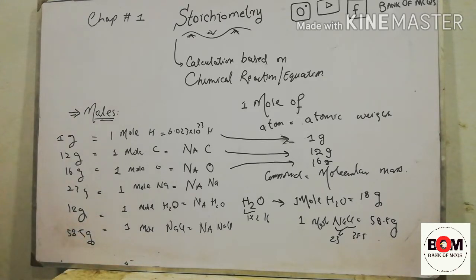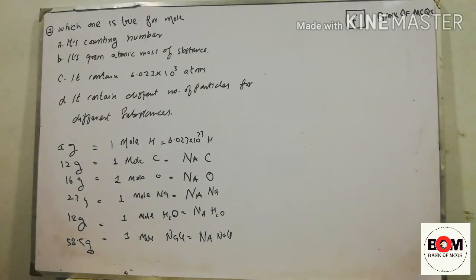So this was the relation between mole, its number and its mass for different atoms and compounds. Next, we are going to solve 2 to 3 MCQs on this, and then we will go further into stoichiometry. Here it's based on mole, so we will solve it.